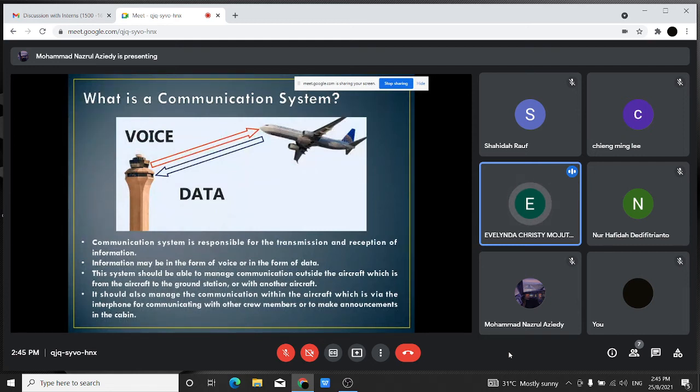What is a communication system? On an aircraft, the communication system is responsible for transmission and reception of information. This information may be in the form of voice or in the form of data. This system should be able to manage communication outside the aircraft, which is from the aircraft to the station or with another aircraft. It should also manage the communication in the aircraft, which is via the interphone, for communicating with other crew members or to make announcements in the cabin.